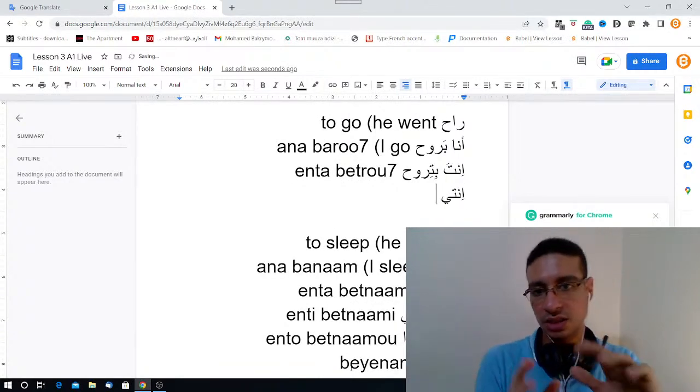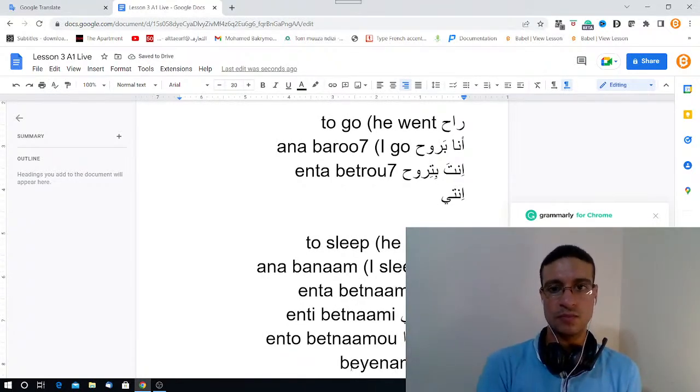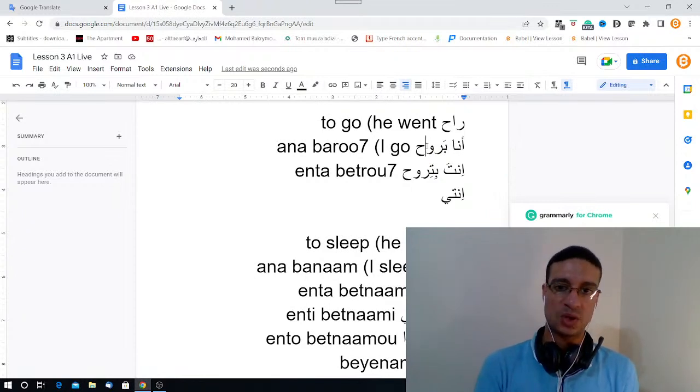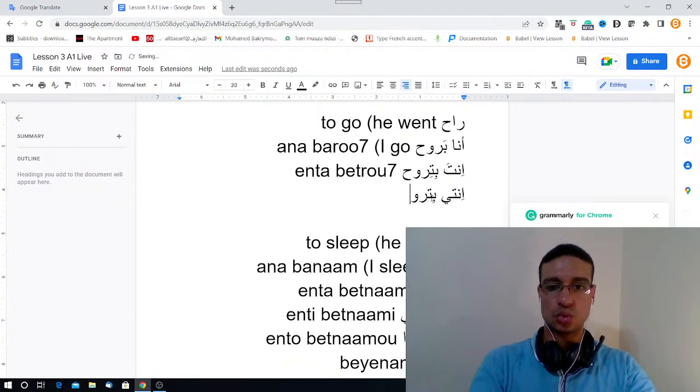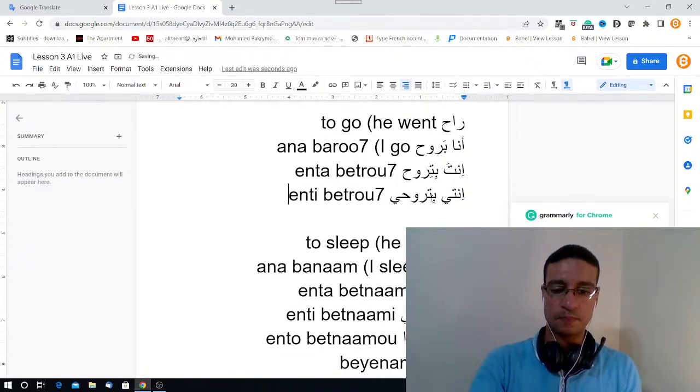So here, for all the conjugations of this verb in the present tense, this alif will always be wow, will always be o. It will not be a, it will be o. أنا بروح, أنت بتروح, أنتي بتروحي.